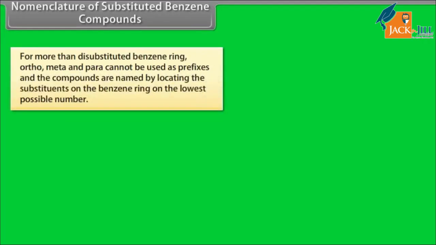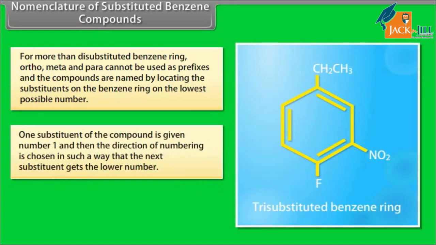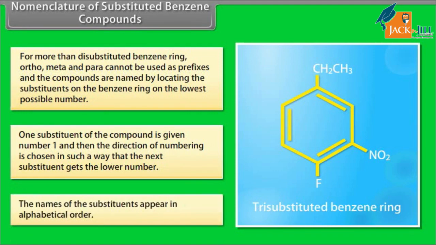Nomenclature of substituted benzene compounds. For more than di-substituted benzene ring, ortho, meta and para cannot be used as prefixes, and the compounds are named by locating the substituents on the benzene ring at the lowest possible numbers. One substituent of the compound is given number 1, and then the direction of numbering is chosen in such a way that the next substituent gets the lower number. The names of the substituents appear in alphabetical order.